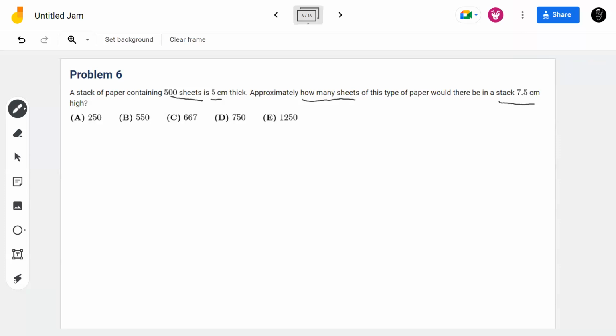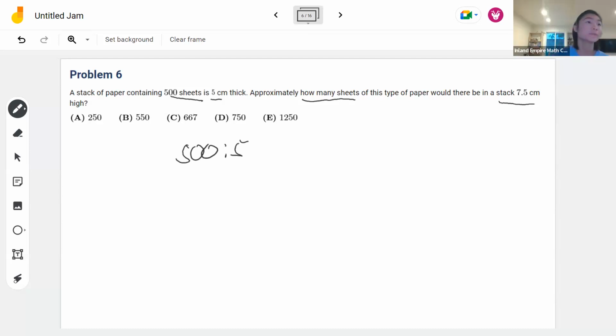Well, basically, if you figure out that 100 sheets is just 1 centimeter thick, so if you were to multiply 100 by 7.5, that would be 750. Yep, great job. And Serena, your solution is correct as well.